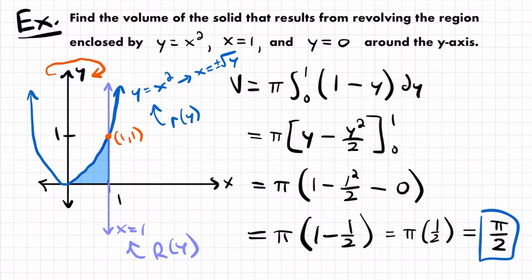So now you have seen an example for using the washer method when we're revolving around the x-axis and when we're revolving around the y-axis. Okay, so when you revolve around the x-axis, you're working in terms of x, and when you revolve around the y-axis, you work in terms of y.